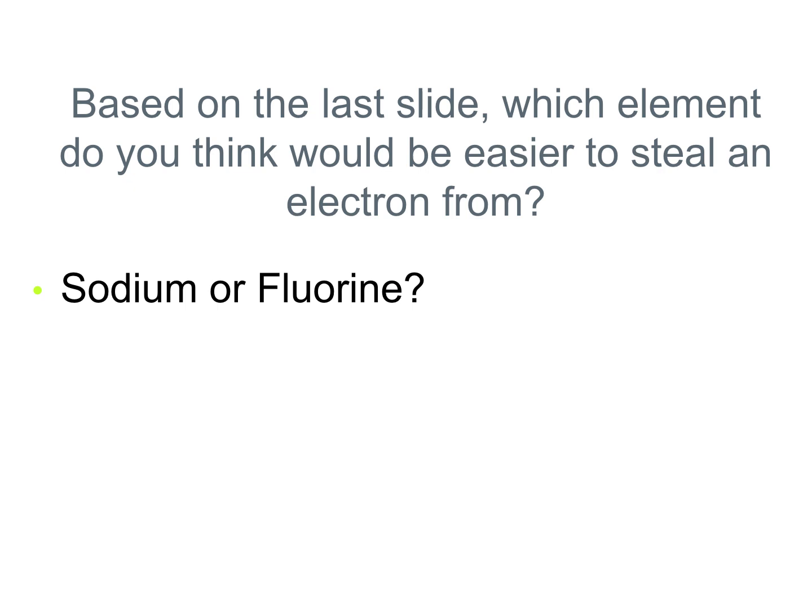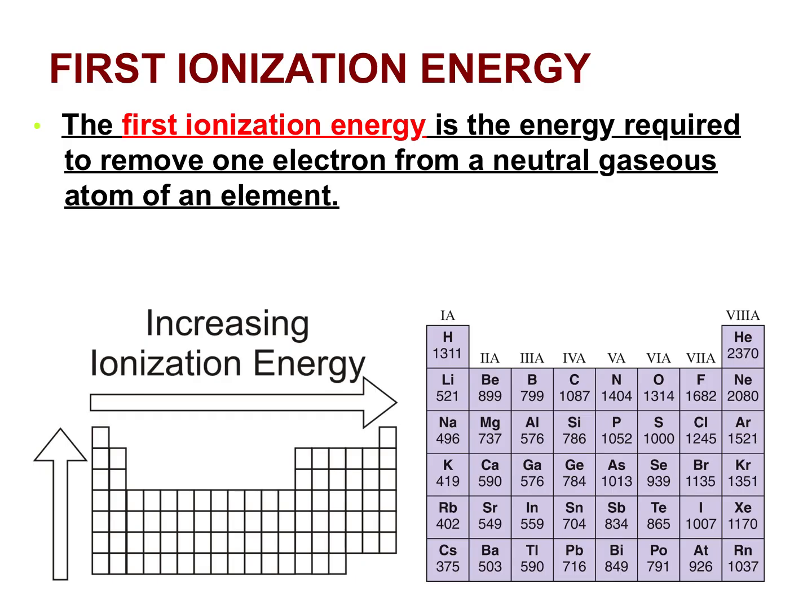So now, which element do you think is easier to steal an electron from? Sodium or fluorine? So then, with that being said, which one's going to be easier? Sodium, okay. It only has 1 valence electron. It wants to give that up, so it drops down to a full energy shell. Okay. So that idea right there is what ionization energy is.